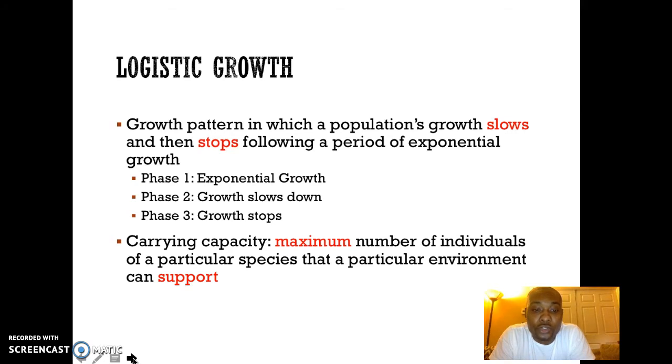So in other words, there's only so many resources in an environment. There are limited resources, whether it's food, habitat, space, etc. Because of that, the environment is only going to be able to maintain a maximum number of individuals or organisms. And that maximum number is referred to as the carrying capacity.